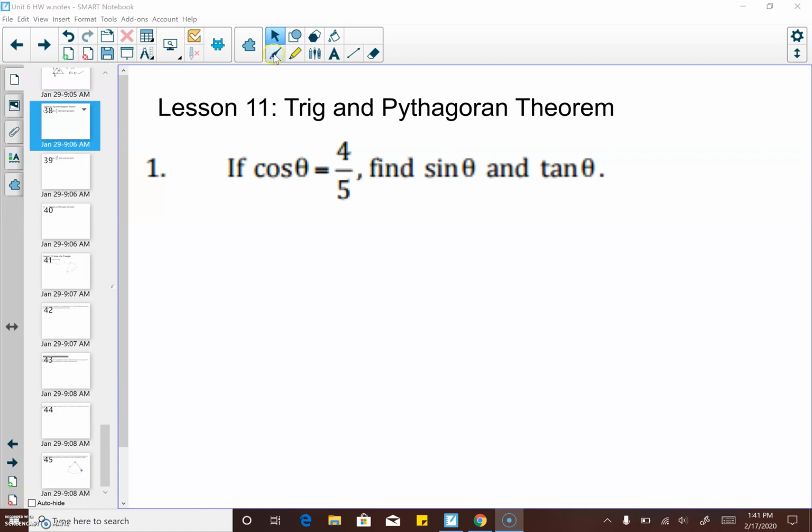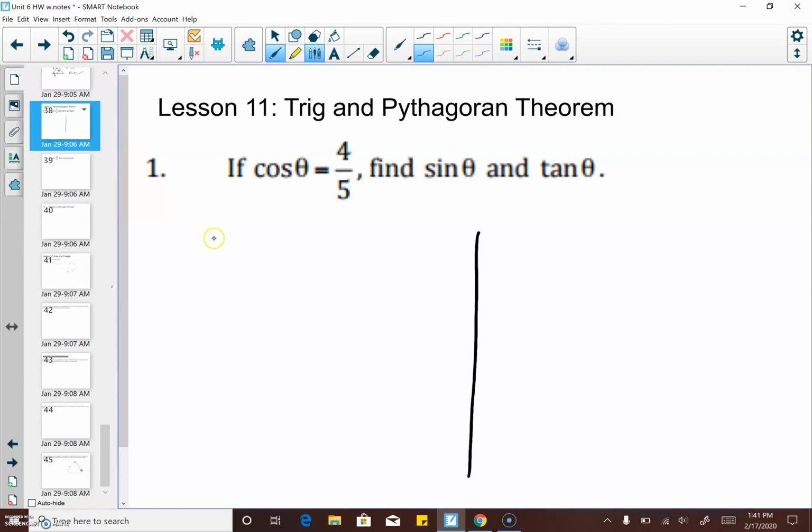For lesson 11's homework, we're going to work more with our trig and Pythagorean identities, so our quotient one and our Pythagorean one. If cosine theta is 4 over 5, find sine and tangent. So the first thing we need to do is use our Pythagorean identity, which says sine squared plus cosine squared is equal to 1.